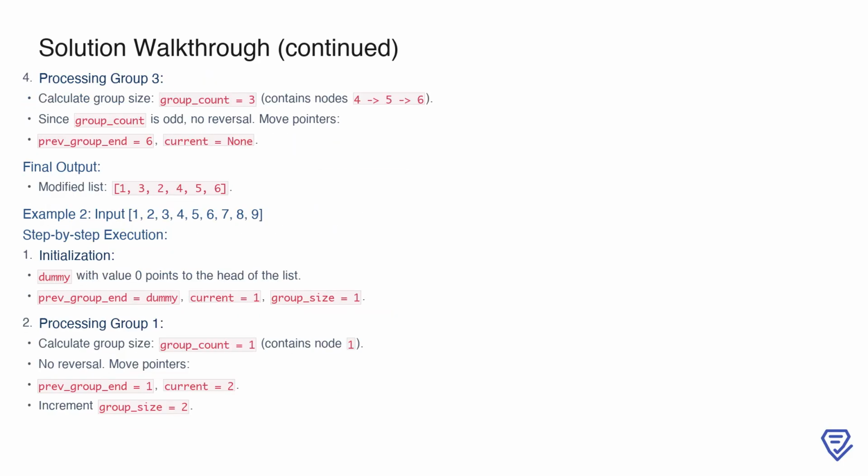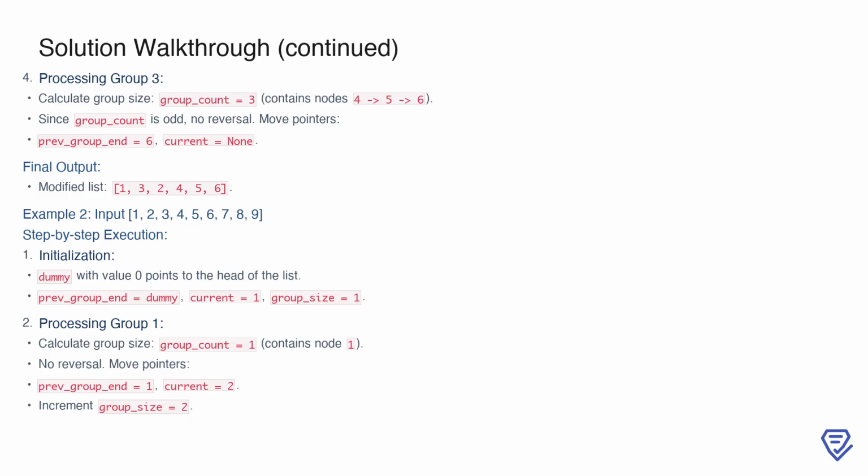Now we process the third group, which has a calculated size of 3, encompassing nodes 4, 5, and 6. Since this group has an odd size, we do not perform a reversal. Instead, we simply move the pointers forward. prev_group_end is updated to point to the last node in this group, which is node 6, and current becomes null as there are no more nodes to process. At this point, the modified list is 1, 3, 2, 4, 5, 6.